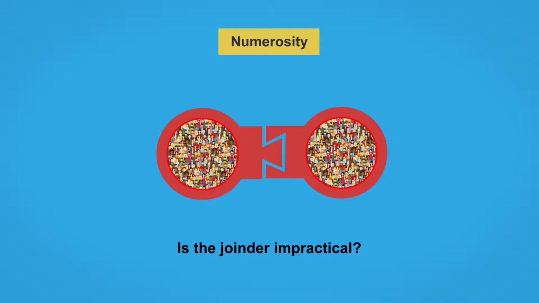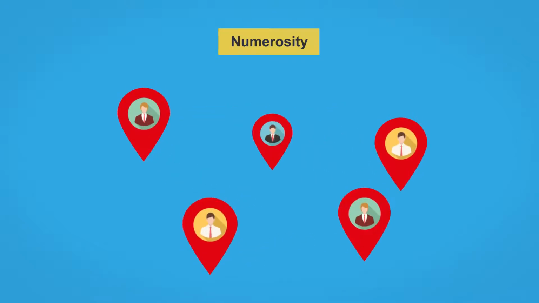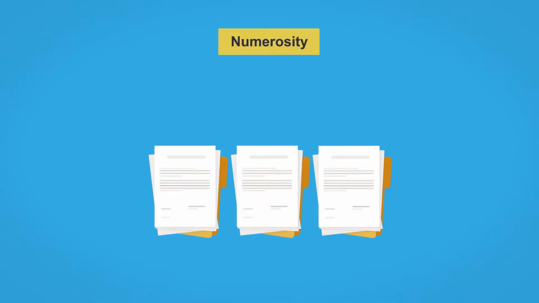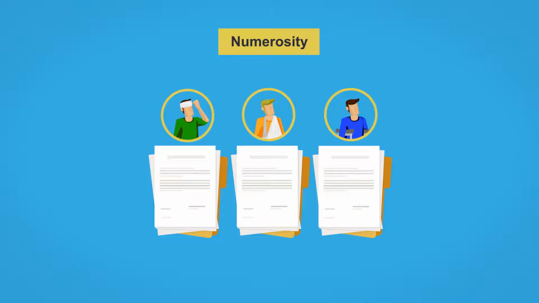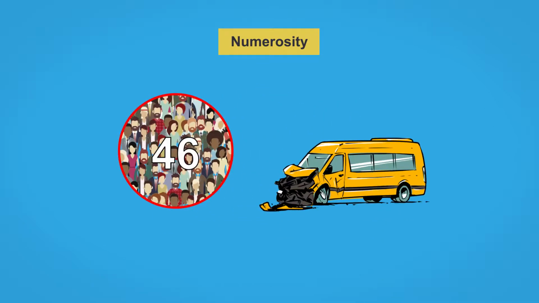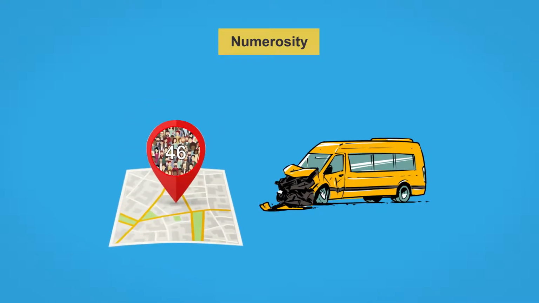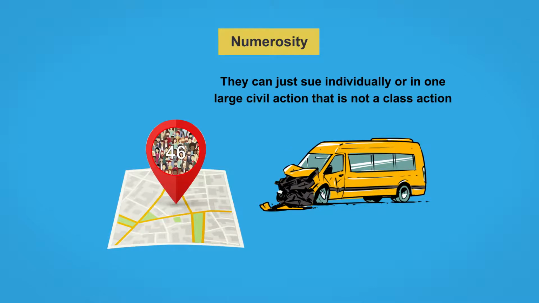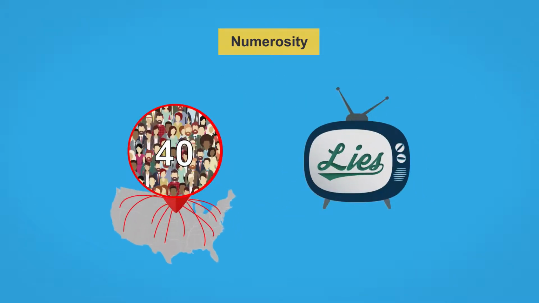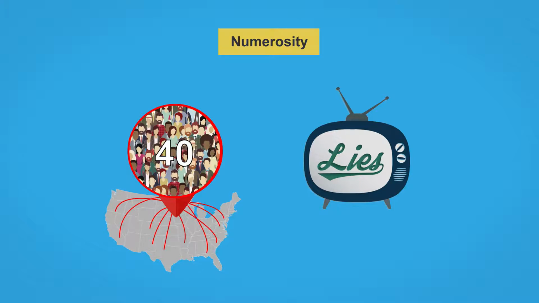In conducting this inquiry, courts consider, among other things, the difficulty of locating the class members, the size and complexity of the individual claims, the ability of the affected plaintiffs to commence separate actions, and the types of claims and relief sought. For example, 46 people on a local bus that was in an accident, who all live locally, probably don't need a class action to go forward with a lawsuit. They can just sue individually or in one large civil action that's not a class action. However, 40 victims of a false advertising campaign scattered around the country, and whose injuries are hard to measure, may be more likely to warrant class action status.